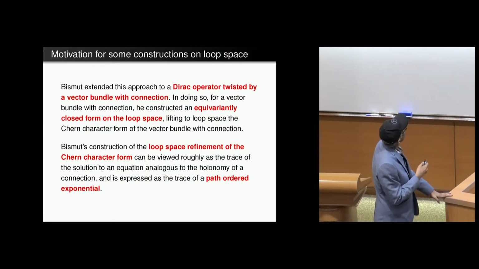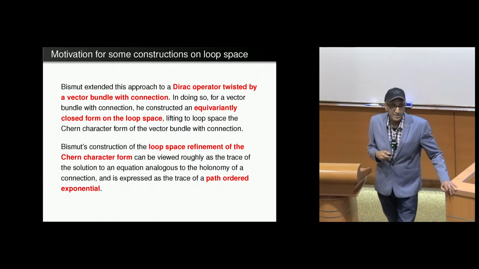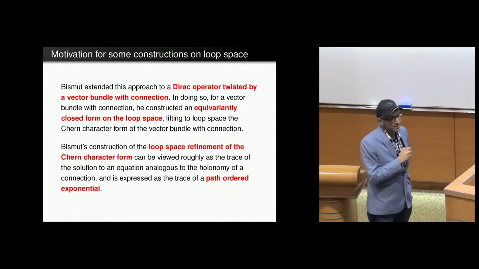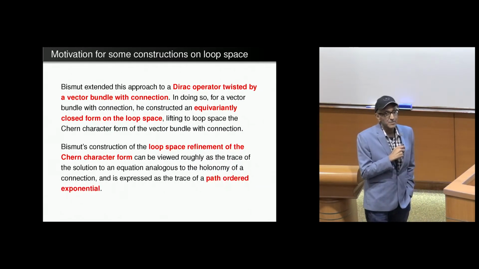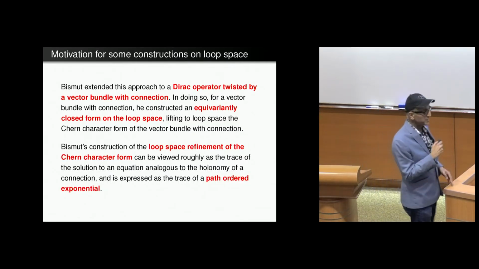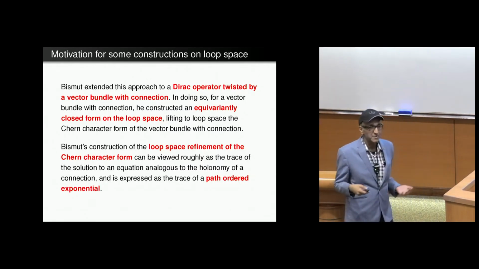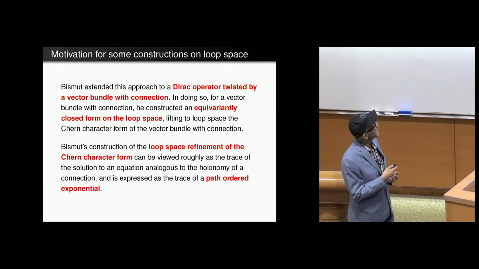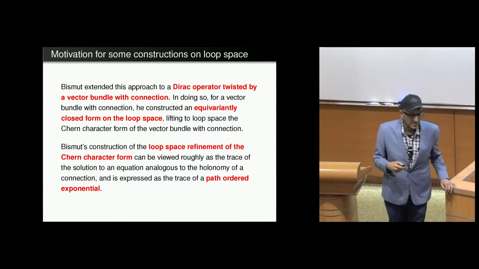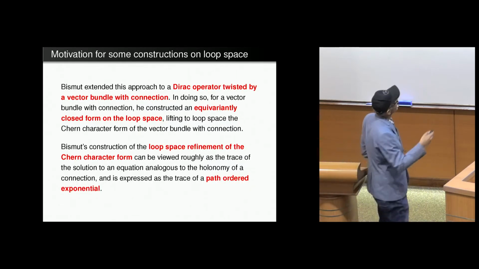And then Bismut had an important contribution. He actually allowed the Dirac operator to be twisted by a vector bundle with a connection. So as we know by Atiyah-Singer philosophy, the twisted Dirac operator actually exhausts all the symbols of pseudo-differential operators in K-theory. So if you understand the index of the twisted Dirac operator, then you know it for all elliptic operators.